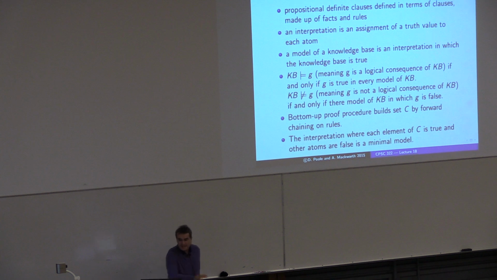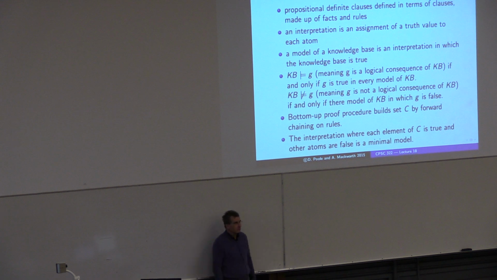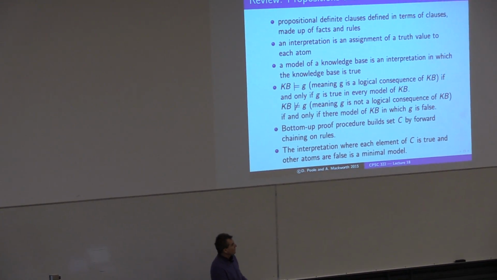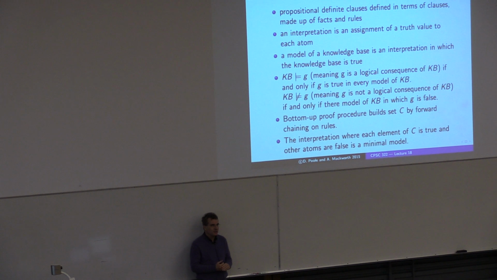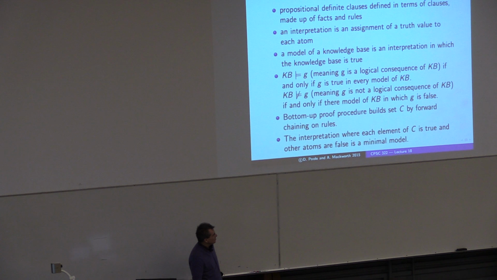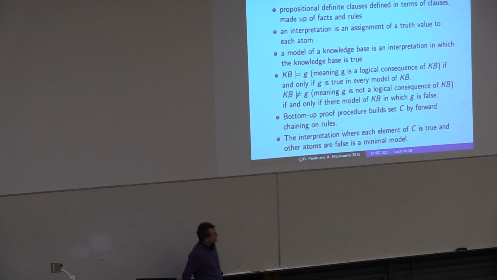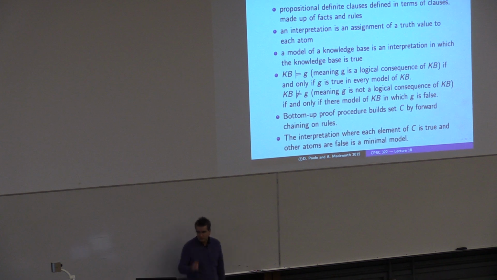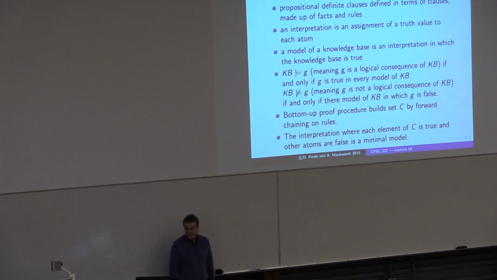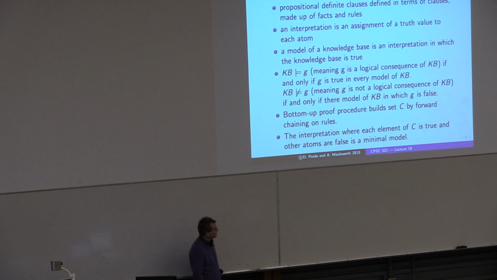So what we've been doing recently is propositions and inference. We've got this propositional definite clause language made up of clauses that are either facts or rules. We defined an interpretation as an assignment of a truth value to each atom. A model is an interpretation in which all the knowledge base is true. We have this vertical bar symbol, which means that G is a logical consequence of this knowledge base, or not a logical consequence, depending on whether it's true in every model or there's a model of the knowledge base in which it's false.